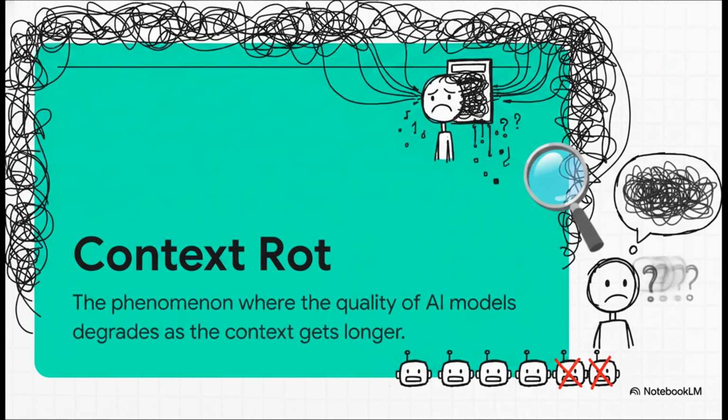You know, this isn't just you imagining things. It actually has a name. It's called context rot. It's this phenomenon where an AI's performance just gets worse and worse the more information you try to cram into its memory. And I want to be clear, this isn't a problem with last year's models. We're talking about the absolute cutting-edge frontier models of today. They all suffer from this.